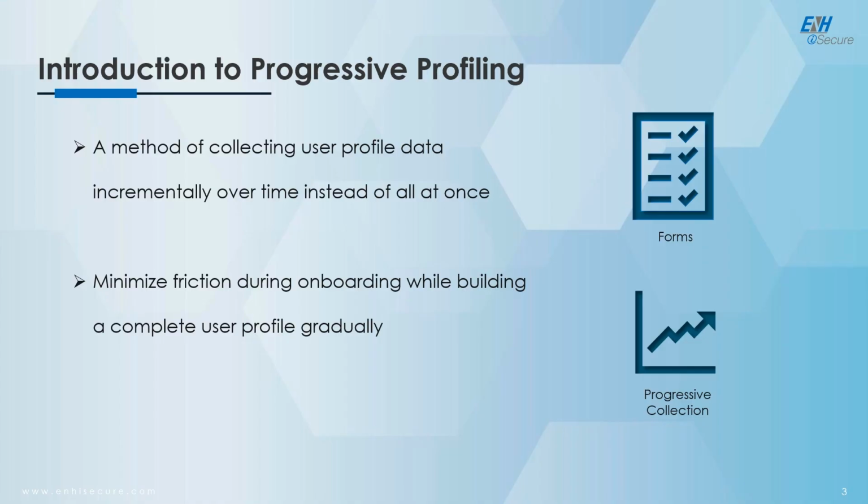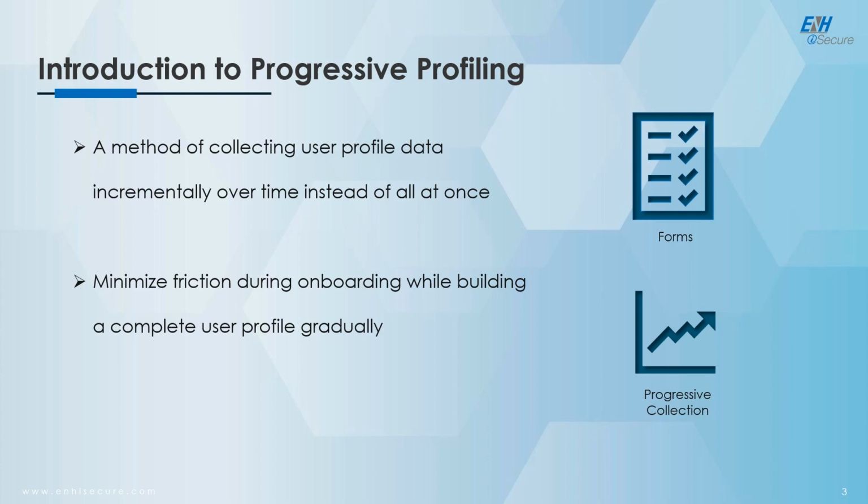Let's start with what progressive profiling actually is. In simple terms, it's a strategy where you collect user data incrementally over time instead of asking for everything during the initial registration process. Instead of bombarding users with long forms when they first sign up, we ask for just the bare minimum to create the account, like email and password. Once they have signed in and started using the app, we can then ask for additional details like first name, last name, etc.